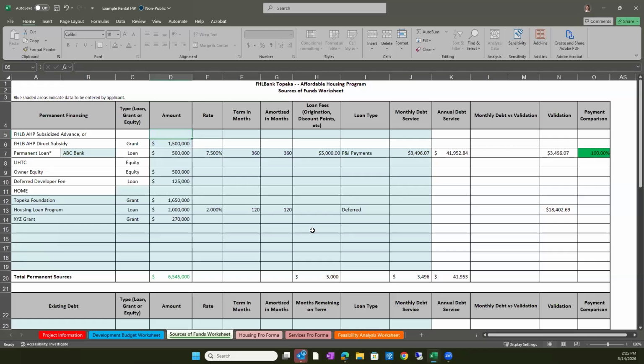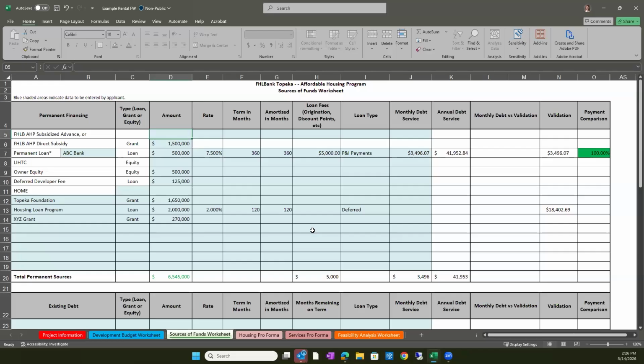Your permanent financing are going to be the sources of funds that are ultimately paying for the project at the end of the day. So you may have construction loans, bridge loans, things like that that are going to cover expenses in the interim period while you're under construction. But in this section, we want to know the permanent sources that are ultimately going to pay for this project.